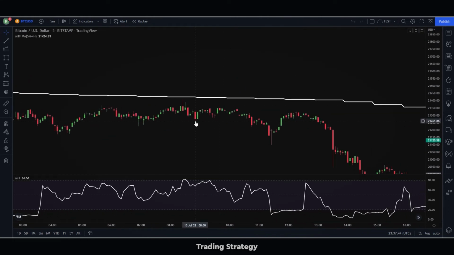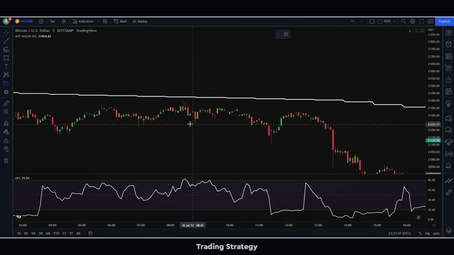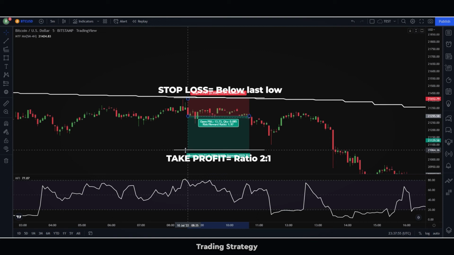In the case of wanting to carry out a sell operation, firstly, the price must be below the EMA of 55 periods, and secondly, the money flow index must enter and then leave its overbought zone, that is, it must enter and exit 80. Once the sell operation has been carried out, we will place our stop loss above the last high and our take profit in a ratio of 2 to 1, that is, twice our stop loss.